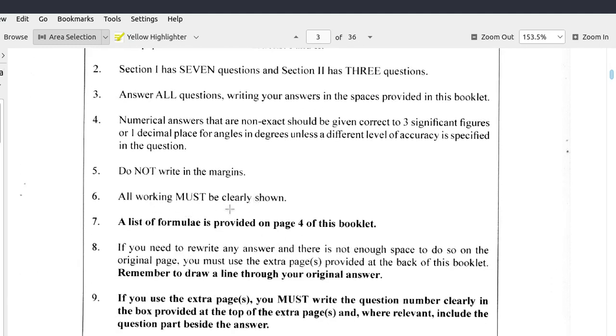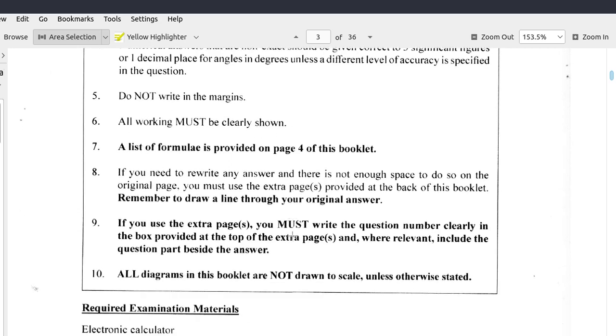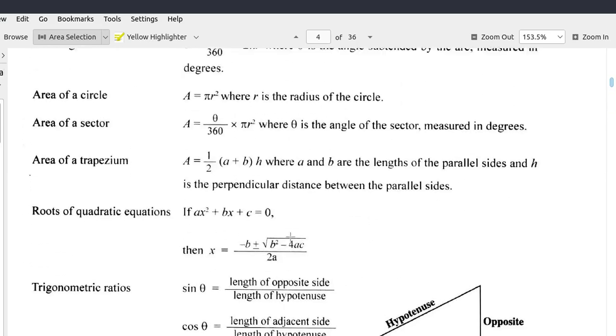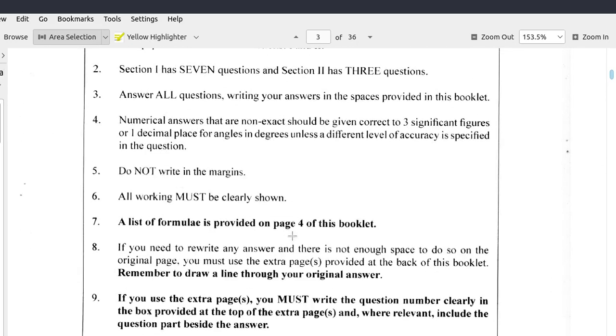You have a list of formula. Oh, all working must be clearly shown. Show all working. Don't take any shortcut. Show everything that you do. All working. Alright? You get marks for working. A list of formula is provided. So you have the formula. List of formula here, on page 4.